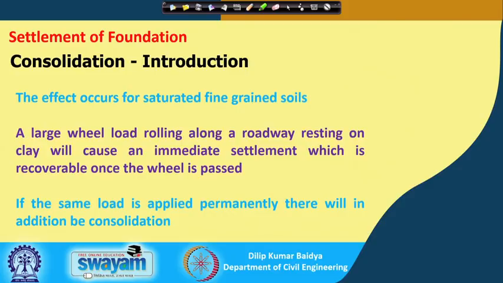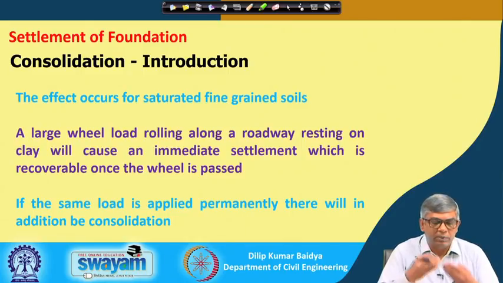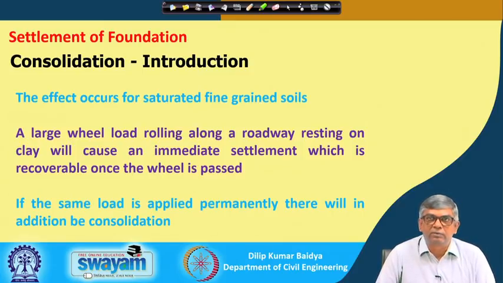For example, elastic settlement and consolidation settlement: if there is a large wheel load rolling along a roadway, then we will see that the soil will immediately depress under the wheel because of elastic settlement, and when the wheel moves away from that point, it will bounce back and recover, with no permanent settlement. But if that wheel load is kept permanently for some time, in addition to whatever elastic settlement you have seen, there will be some amount of permanent or consolidation settlement because of this consolidation phenomenon.